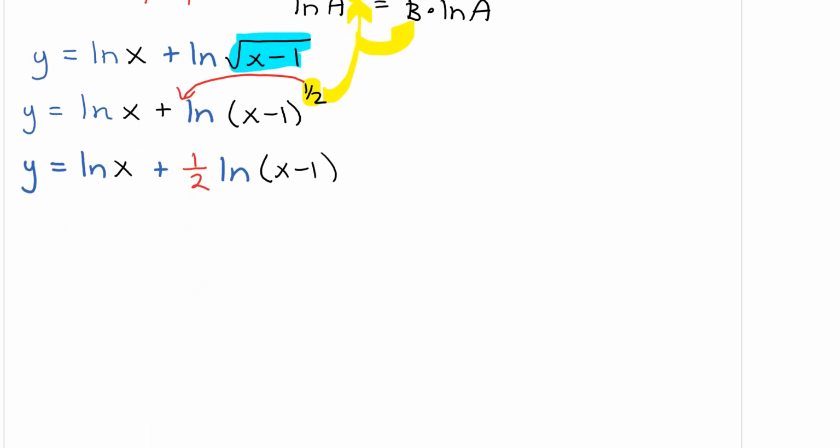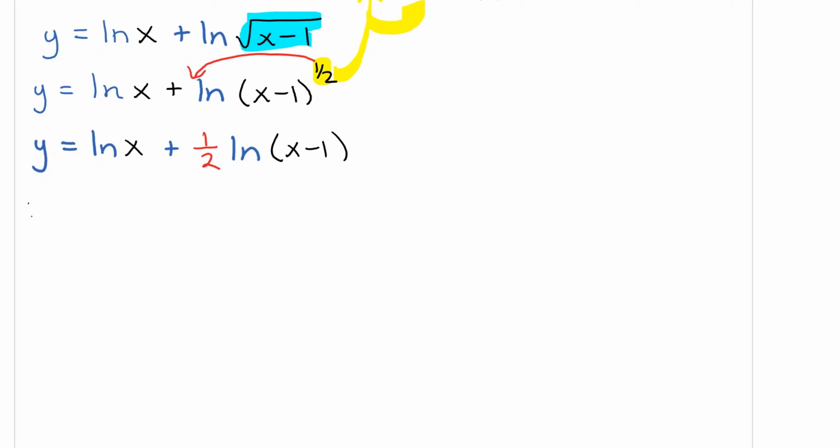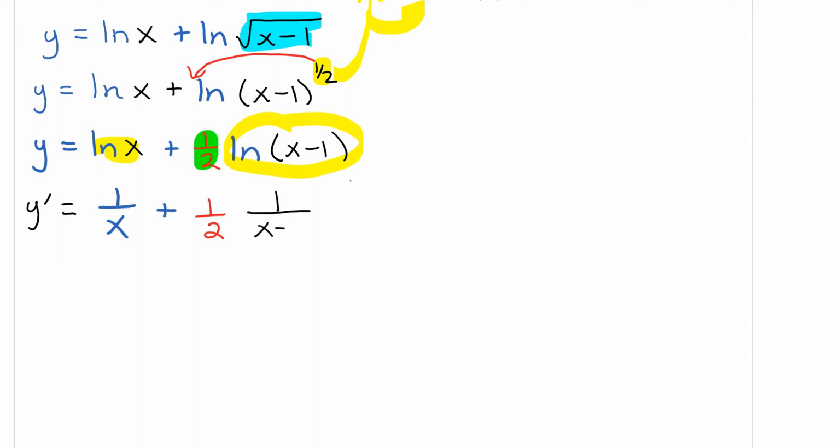Now that I've simplified this, I can take the derivative. So y prime equals, the derivative of ln x is just 1 over x, plus, there's a 1/2 here, which is a constant, so I can move that in front, times the derivative of this guy right here, which is going to be 1 over x minus 1, and the derivative of x minus 1 inside is just 1. So simplifying, this would be 1 over x plus 1 over 2 times x minus 1 on the denominator, and that is equal to y prime. That's my final answer: 1 over x plus 1 over 2 times x minus 1.